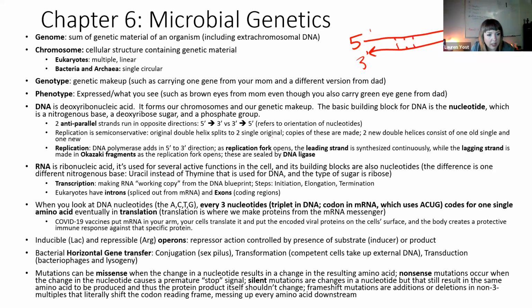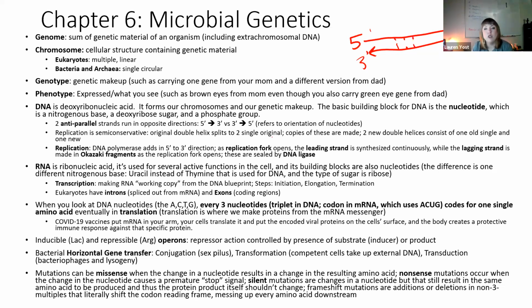Okay, the LAC and the arginine operons, these are going to be inducible and repressible operons, respectively. So let's start with the arginine one first. That is our repressible one. So we're always making arginine, not us. Okay, I want to be very clear about this. Only bacteria do this. Bacteria are always making arginine.